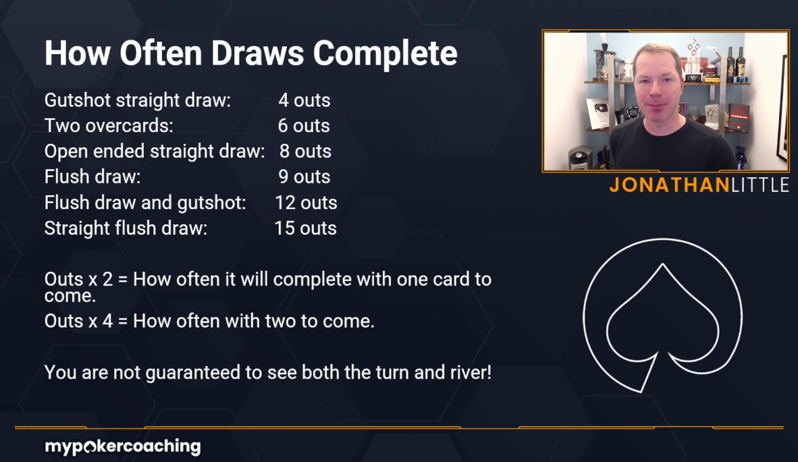Let's say the flop comes Queen Jack 3, and you have 9-8. In this scenario, you need to get a 10 to make a straight. There are 4 10s in the deck, so you have 4 outs to improve to a straight.